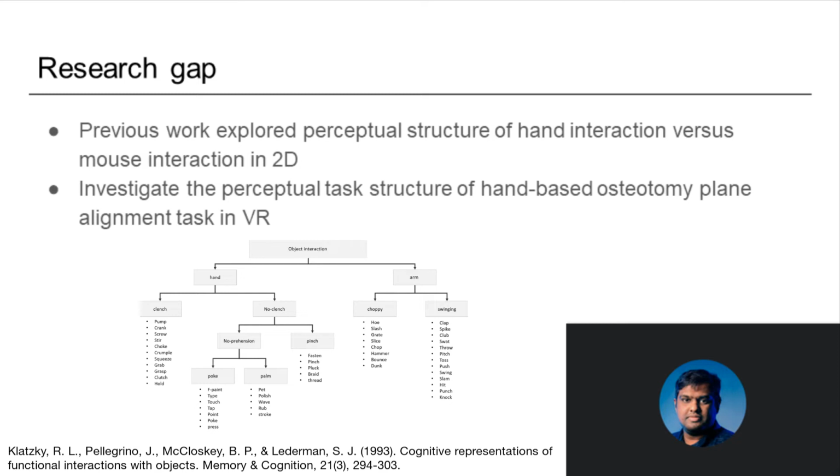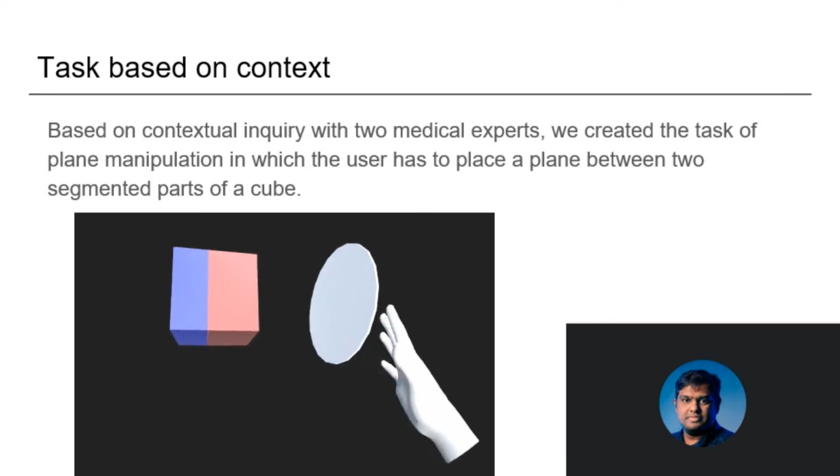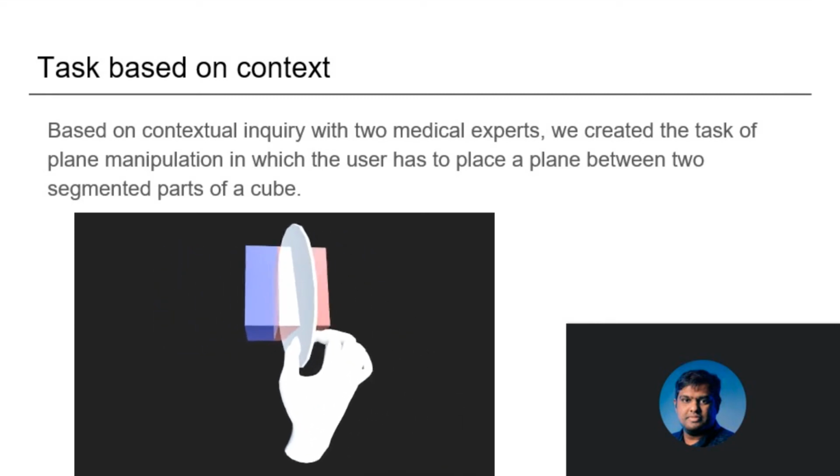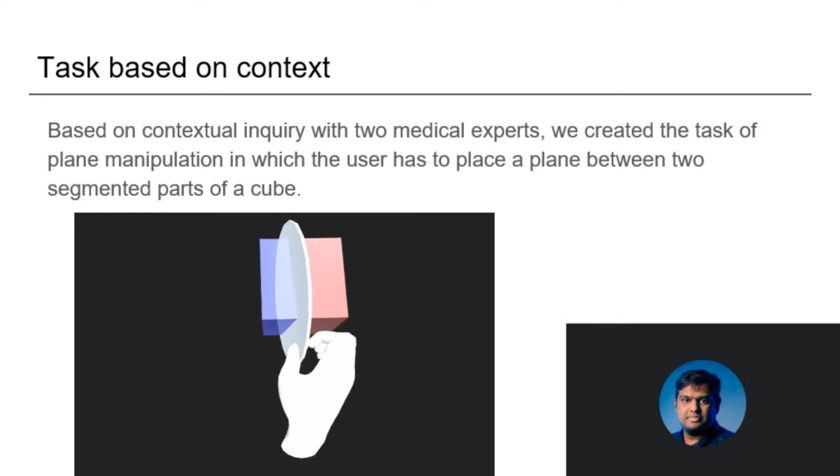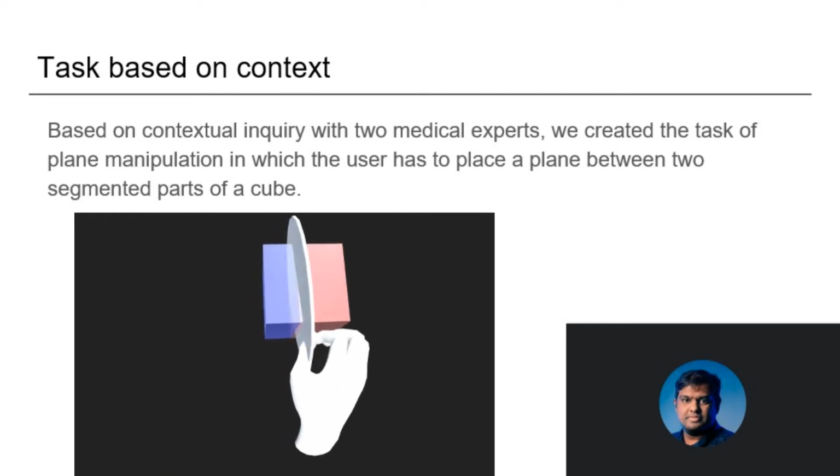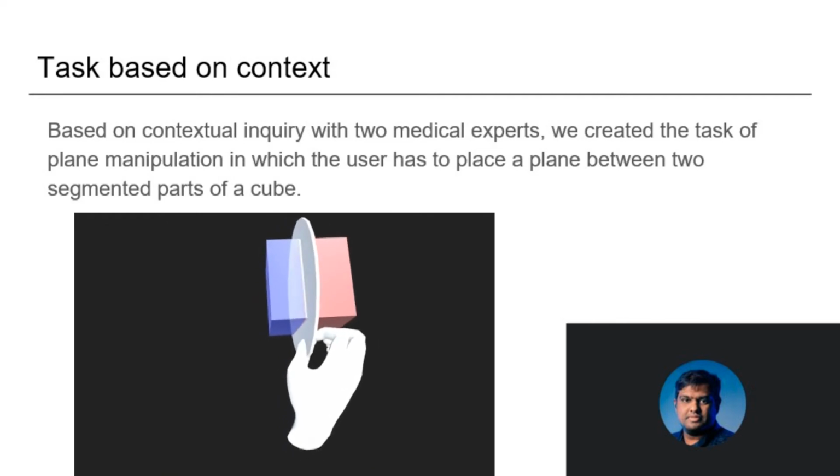Therefore, in this paper, we investigated the perceptual structure of hand-based plane alignment tasks in virtual reality and compared both integral and separable hand-based techniques in VR. Based on contextual inquiry with two medical experts, we created a task of plane manipulation in which the user has to place a plane between two segmented parts of a cube.